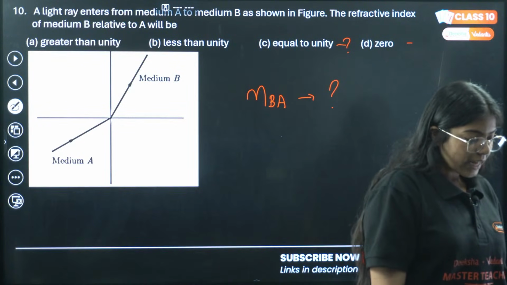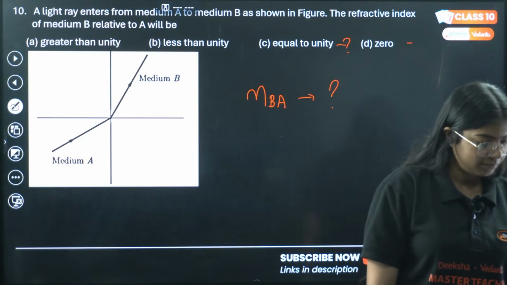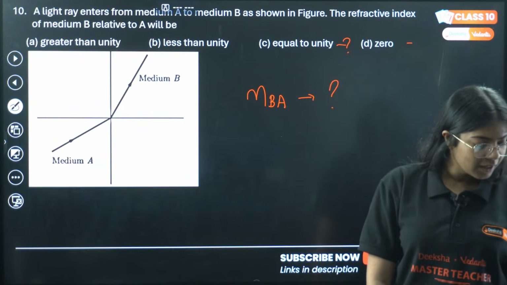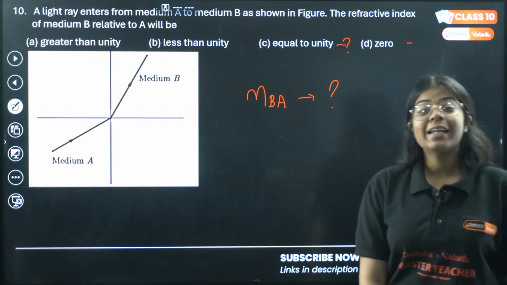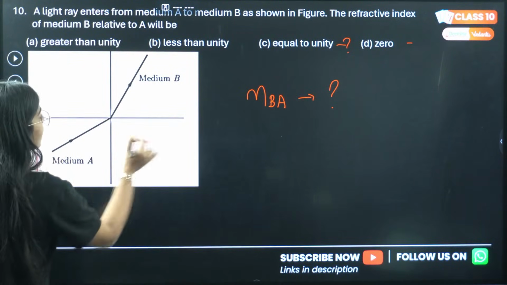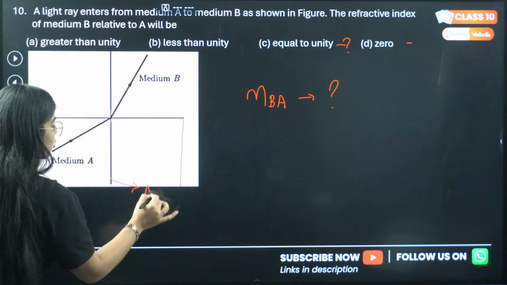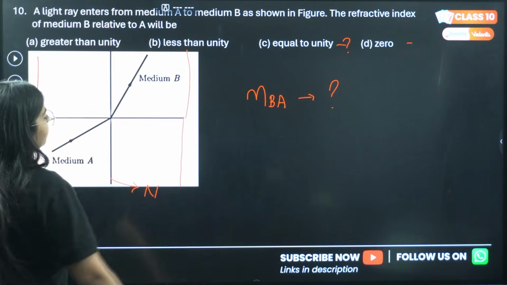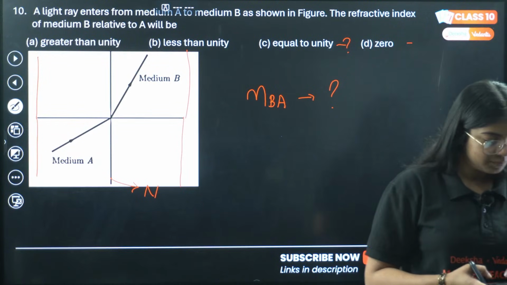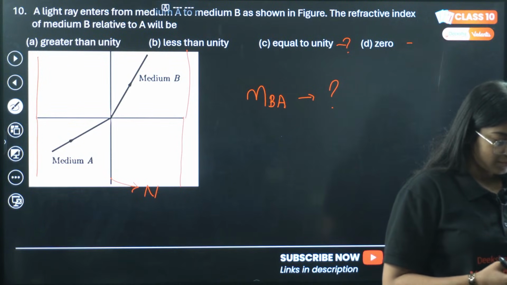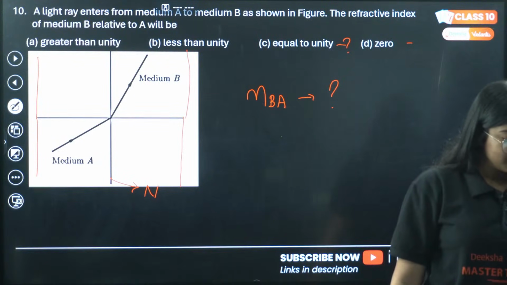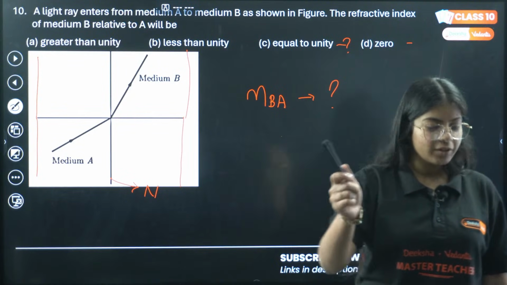Okay, Trave is saying option A. Medium B, rarer medium. Okay, why? Radhe is saying A. Read it carefully guys. This whole is medium A. This is my normal. This whole is medium B. Now tell me the answer. Shivangi is saying B. Radhe is saying A. Trev, I want you to go look at your answer again.